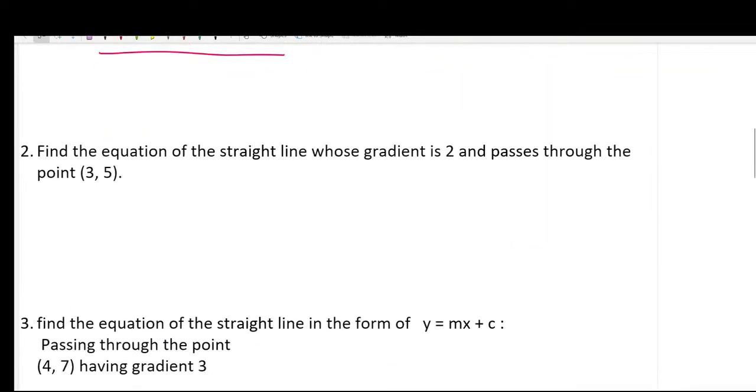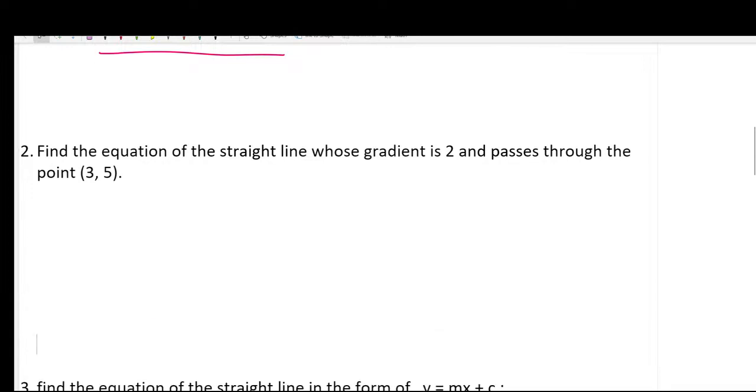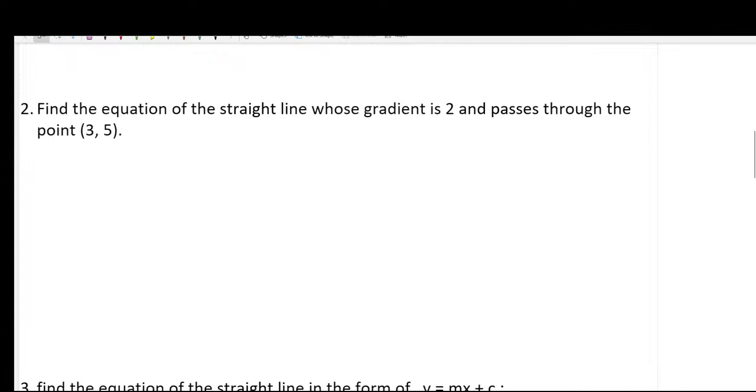The next question: find the equation of the straight line whose gradient is 2 and passes through the point (3, 5). In the calculations, you remember one of the general formulas we used, the point-gradient equation. You remember we said that y minus y1 equals m times (x minus x1). In this case, x1, y1 is (3, 5).